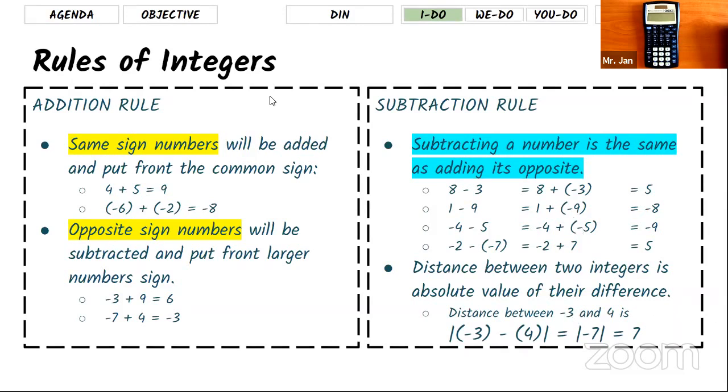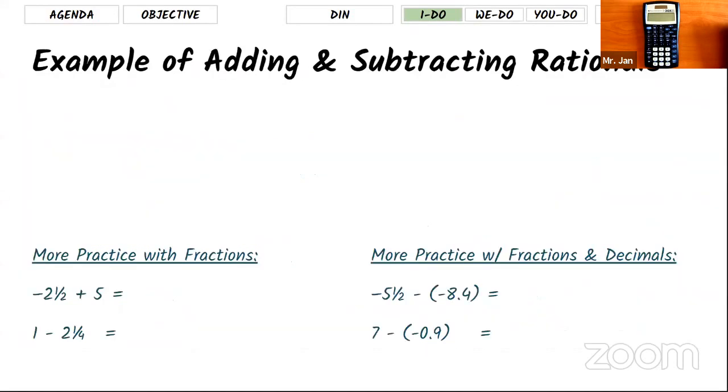Okay. So these are everything we learned till today. I felt that we need to review this before we move on, before we apply this knowledge to rationals, because every time we say integer, now we're going to replace it with rationals, which is a broader context. We include more types of numbers. And the next thing is examples of adding and subtracting rationals.